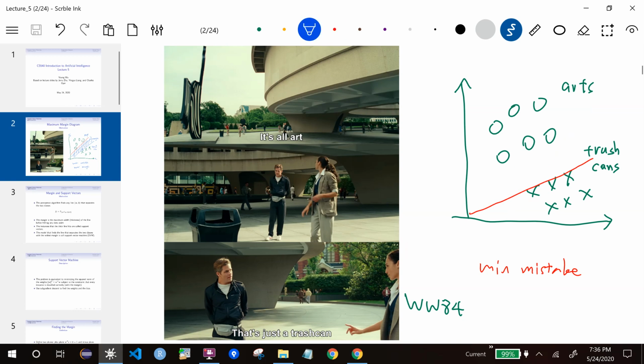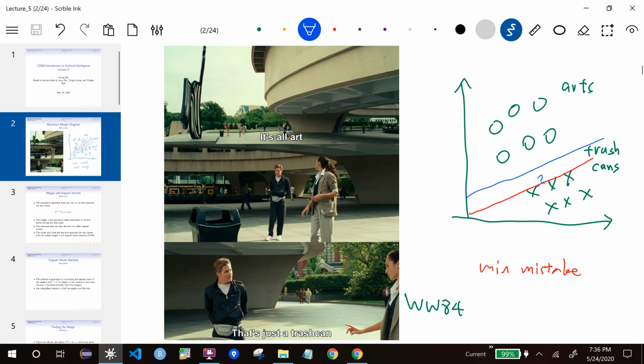For example, if we want to classify something here, it will be classified as arts, but it looks like it's very close to trash cans, so it should be classified as a trash can. So we probably want a line that's better in the sense that it's in the middle, something like this. Now the problem is, how are we going to mathematically define that we want the line, or in higher dimensions the plane, in the middle?